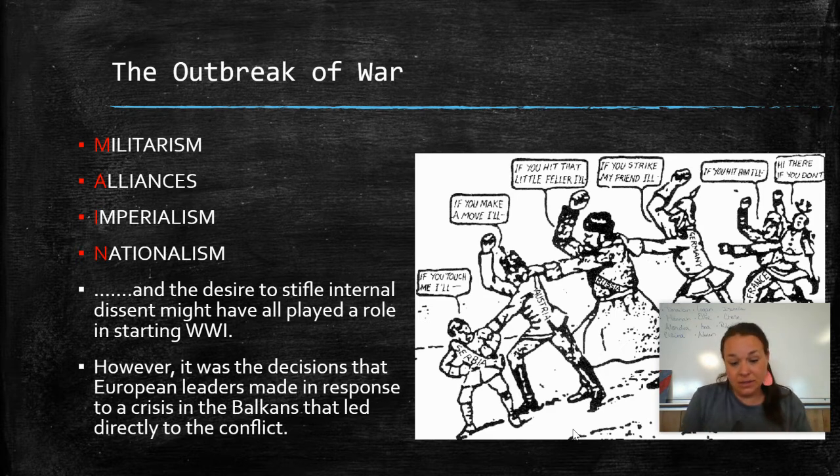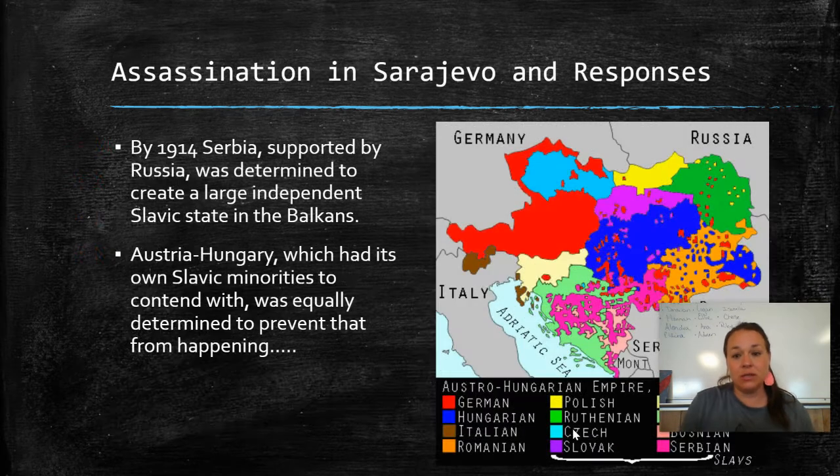And his assassination gave them that reason. So let's talk about it. On this map, everything in color is the Austro-Hungarian Empire, and every single color is an ethnic group. So that should show you clearly how ethnically diverse the Austro-Hungarian Empire was.